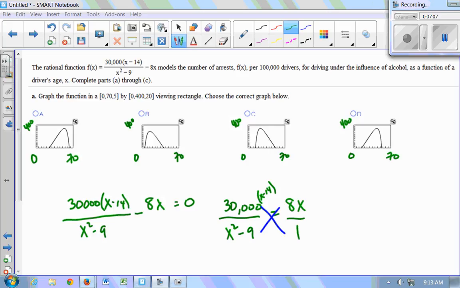All right, so let's see, 30,000 times x minus 14 times 1 is 30,000 times x minus 14. And then x squared minus 9 times 8x is 8x cubed minus 72.